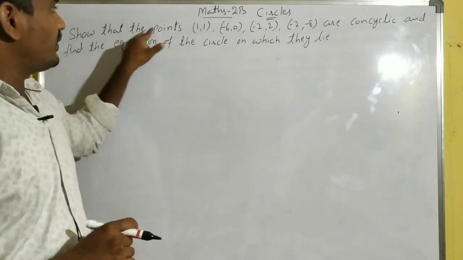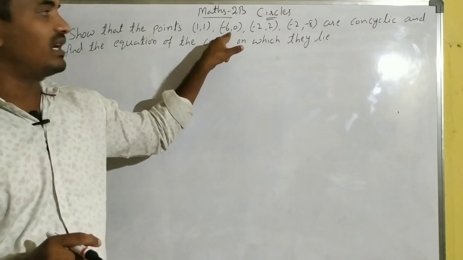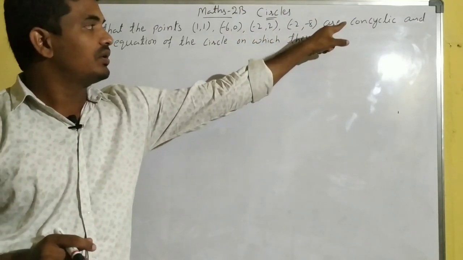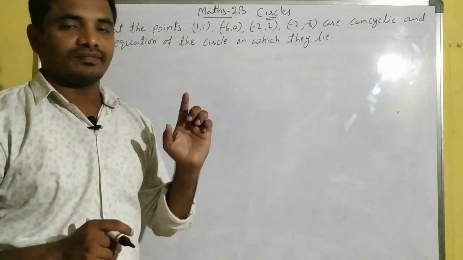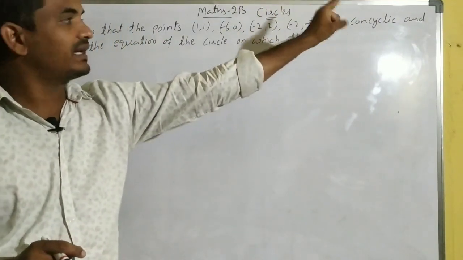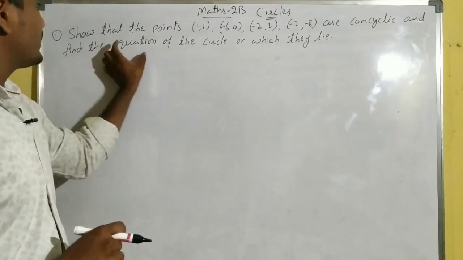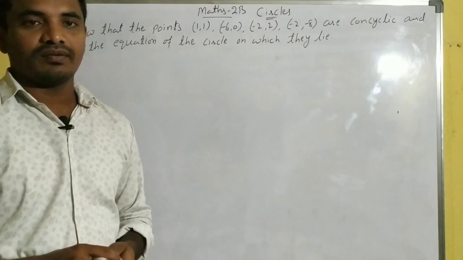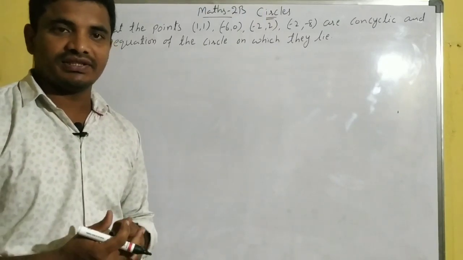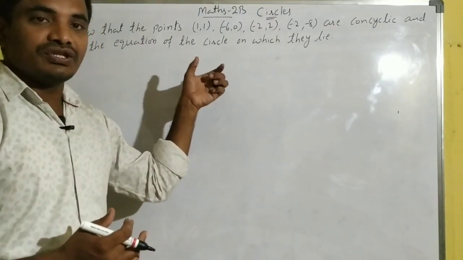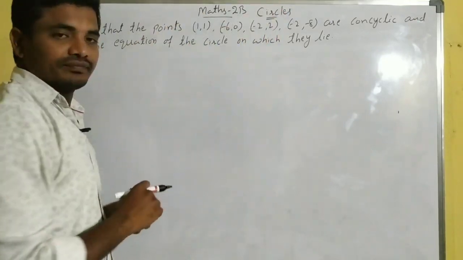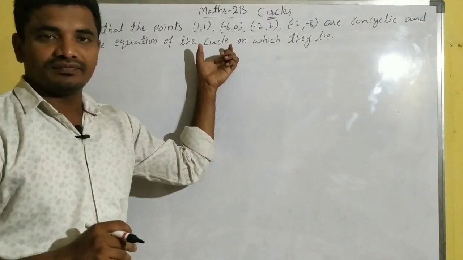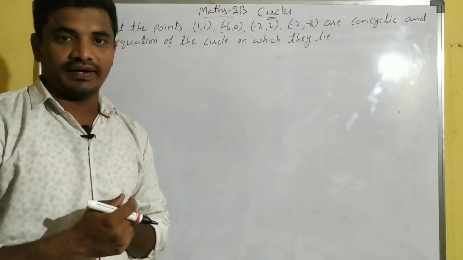Show that the points (1, 1), (-6, 0), (-2, 2), (-2, -8) are concyclic, and find the equation of the circle on which they lie. We have to find a circle equation. That circle should have these points, that means these points should lie on the given circle. That circle we have to find.